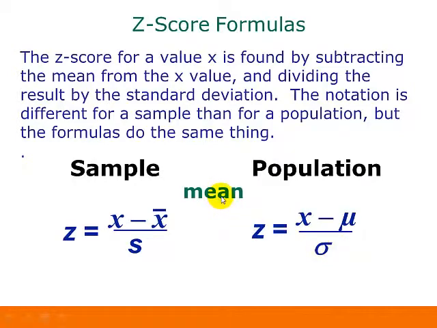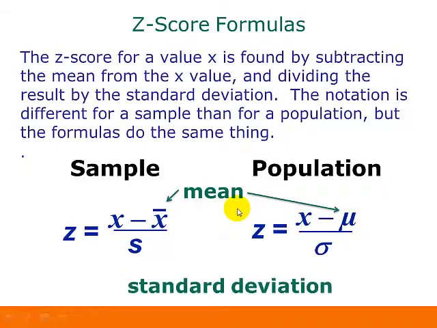So for both of these formulas, again, they're doing the same thing. They're taking the x value and subtracting the mean. So here's the mean in this one. Here's the mean in this formula, and then dividing by the standard deviation, which in this formula is the s, and in this formula is the sigma.